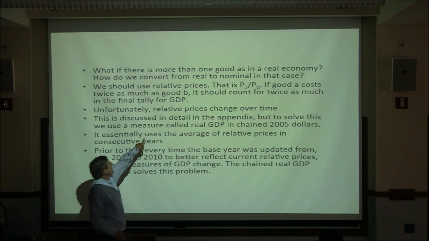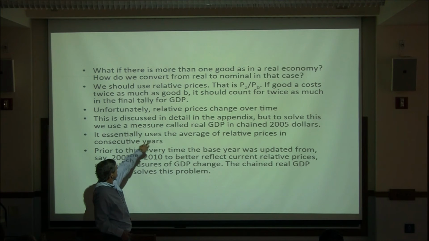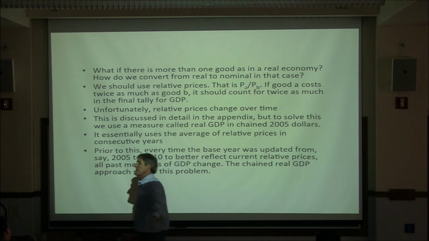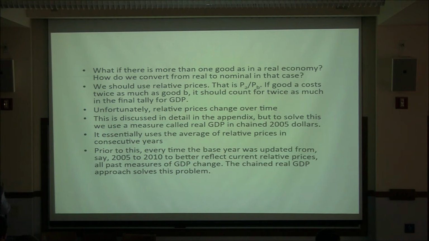It's in detail in the appendix. I'm not going to do much with this, but it's called real GDP, chain 2005 dollars. Essentially, what you do year to year is you use the average of the relative prices in 2005 and 2006 to calculate that change. Then you use the average of 2006 and 2007. That's the chain part. Then you use the average of 2007 and 2008. So you keep using the average between consecutive years as your weights. So your weights are rolling forward with the relative prices through time.